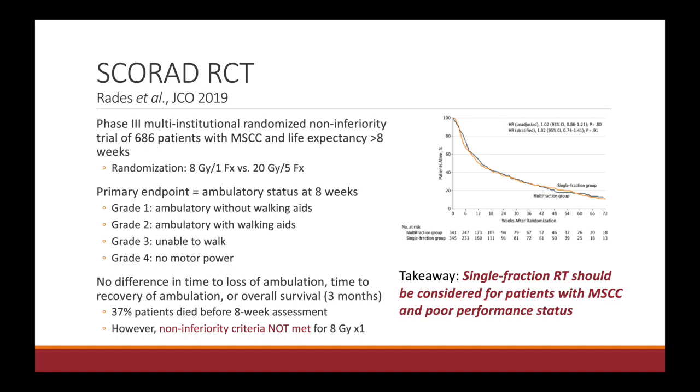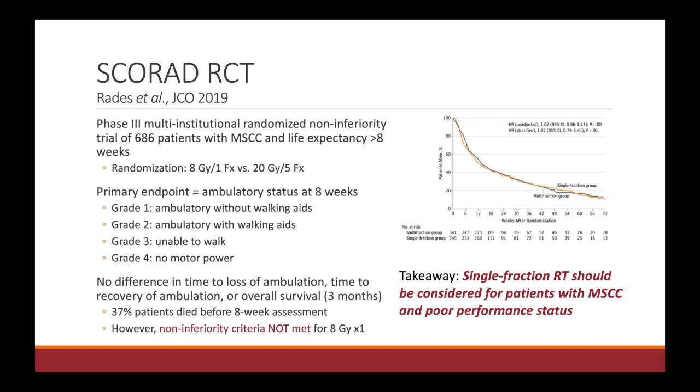However, it's important to note that the non-inferiority criteria were not met for 8 gray times 1. So, when you look at the curve in terms of patients alive, time to loss of ambulation and time to recovery, things seem pretty equivalent between the two groups. But technically, in the trial, the non-inferiority criteria were not met for 8 gray times 1. So what does that mean for us?